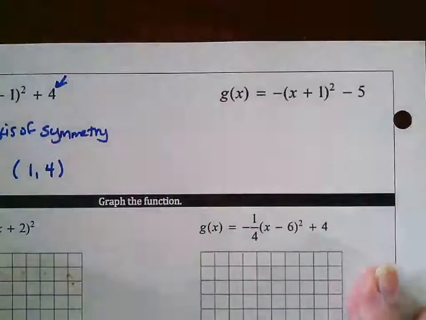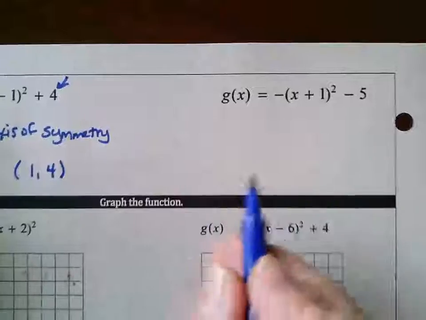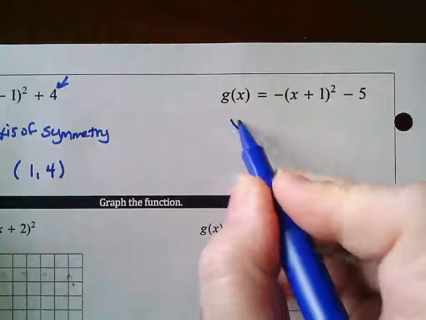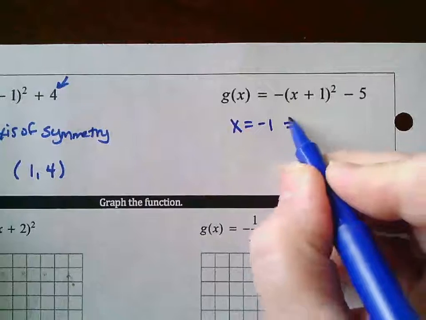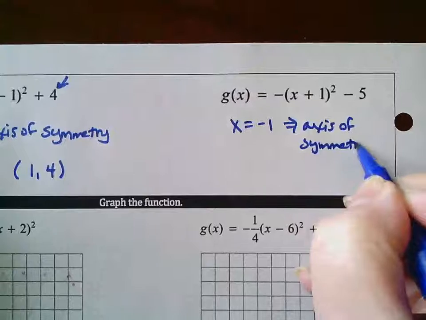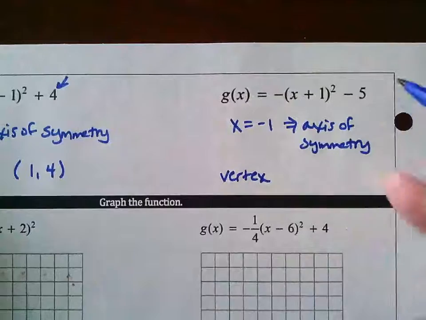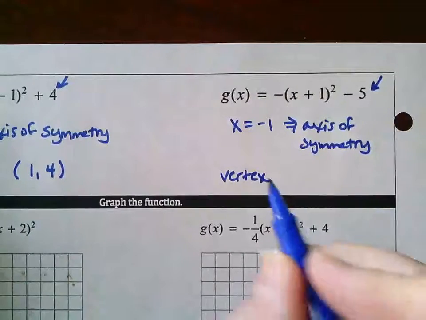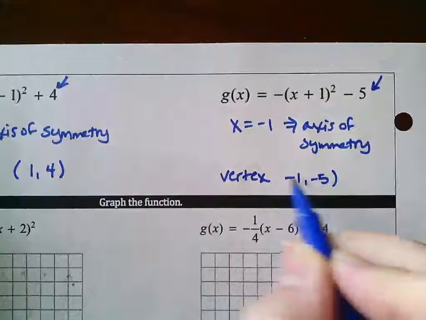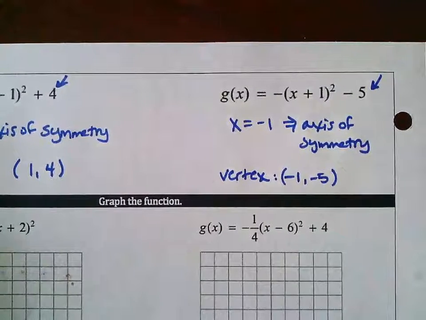On this one, it's -1. So x equals -1 is your axis of symmetry. And your vertex, again, you're using that for your y value right there, is at -1, -5. So I love this format. It makes graphing pretty easy.